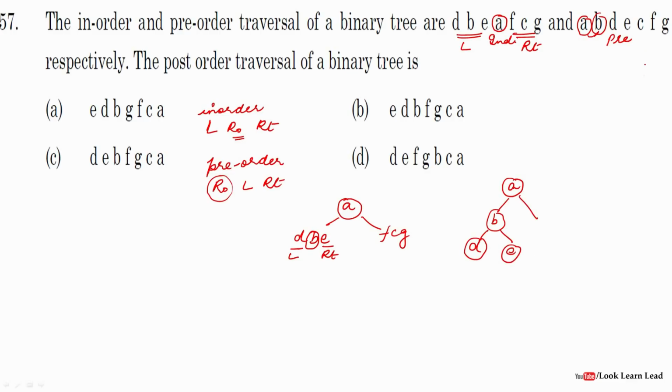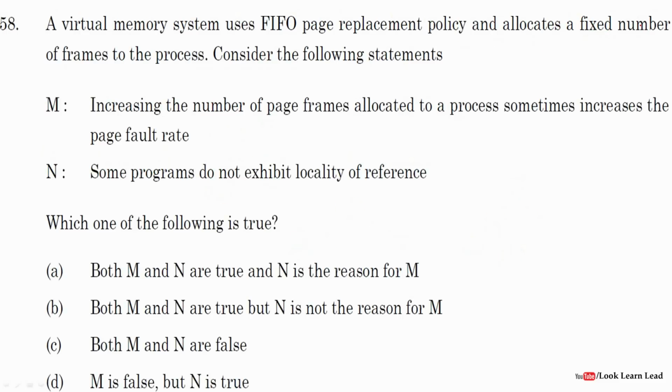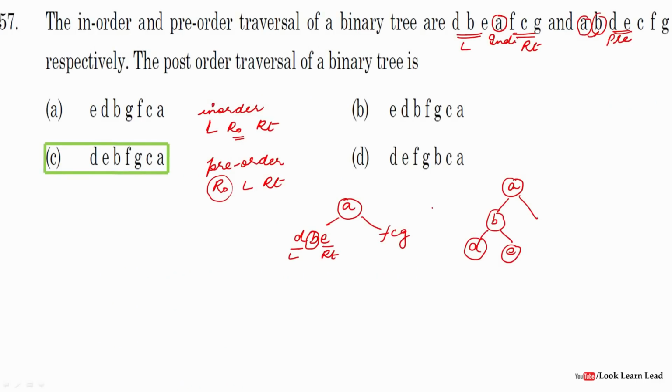Next, B, D and E we have finished. Then we have C. That means C is the root now. So C would be over here, and from here we would see left of C is F and right of C is G. So here it would be F and it would be G. So this is our tree.